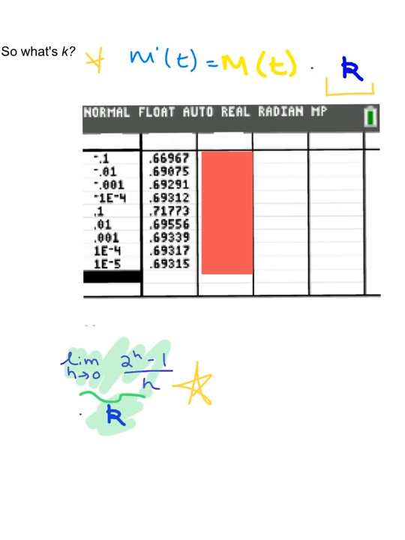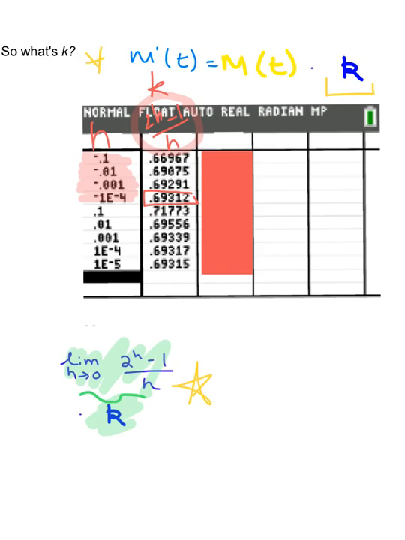So what I have here in our table is first h. We can see that I'm making those values very small on the positive and the negative side. And next I've graphed 2^h minus 1 over h. Now we can see these negative values getting smaller and smaller, so what we should see is that our k value is getting closer and closer to this number.